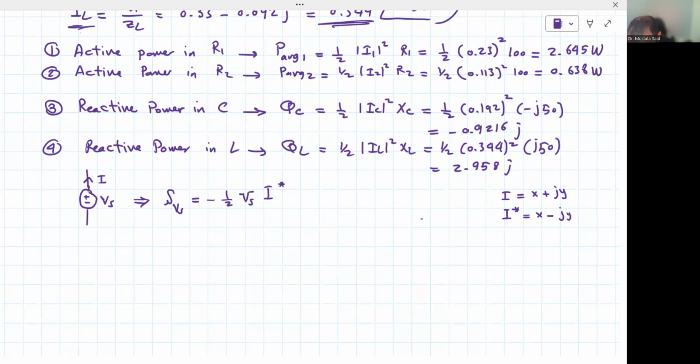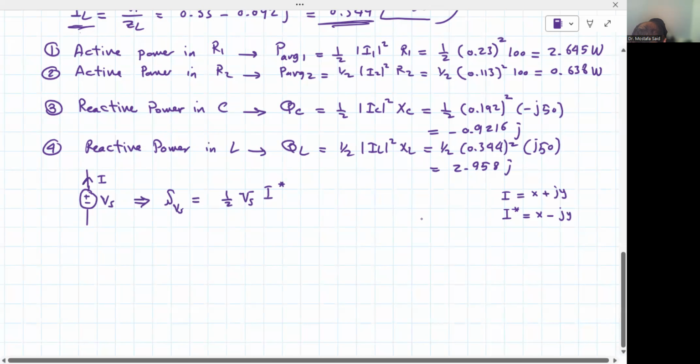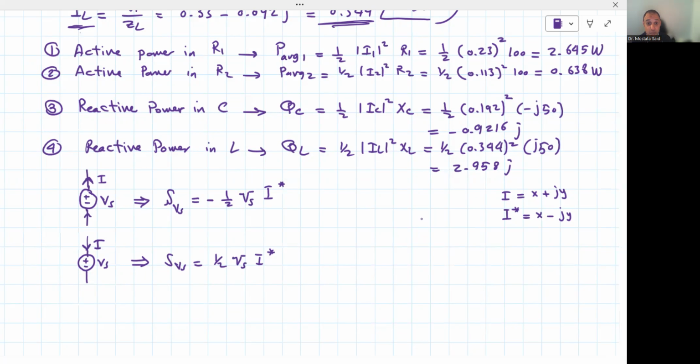But look at that. This minus here is because the current is going out of the positive terminal, or going into the negative terminal. Now, if you assume the current is like that, that's VS, and the current is going into the positive terminal, then S_VS is equal to half VS I conjugate, with no minus. Since the current is going into the positive terminal, we should make it positive. That's very important.